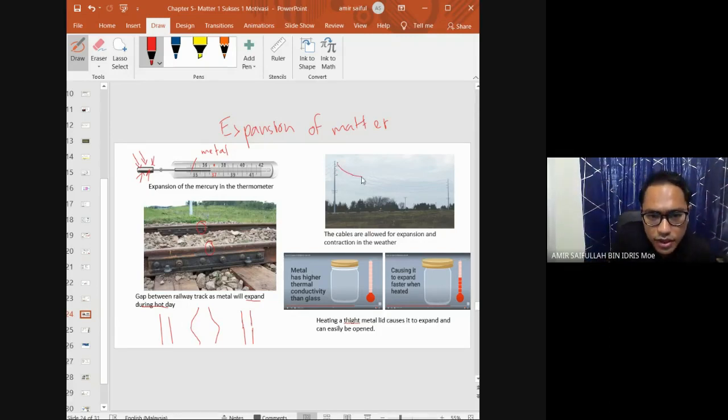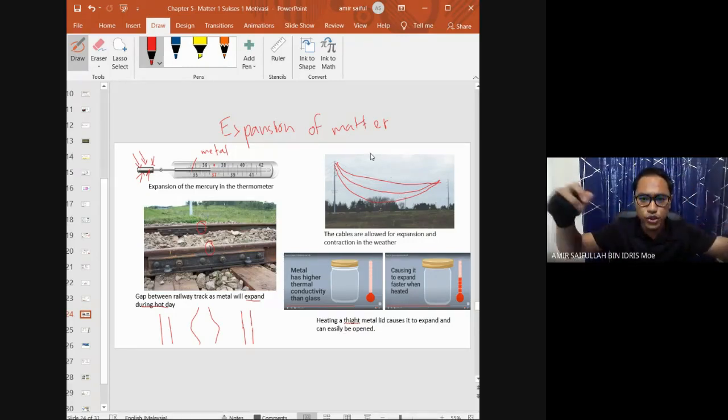Next, the cable wire. You see, all the cable wires at the roadside are actually very loose, because at night they are very cold. When they are cold, they will contract. When they contract, they can snap.